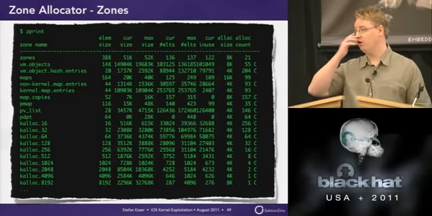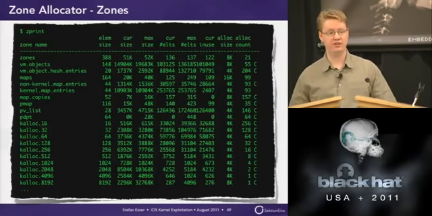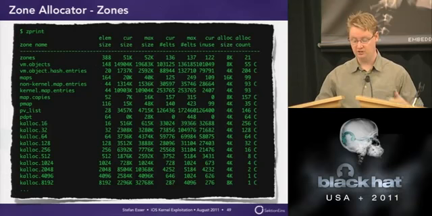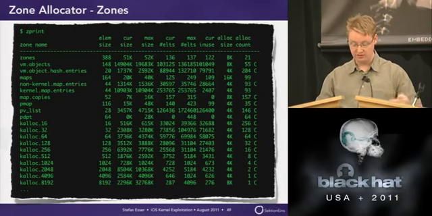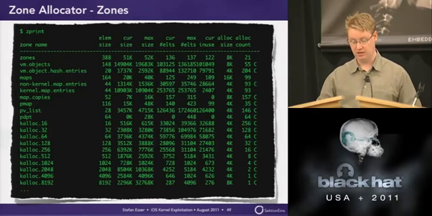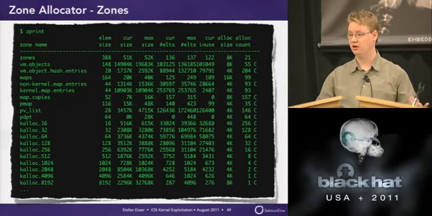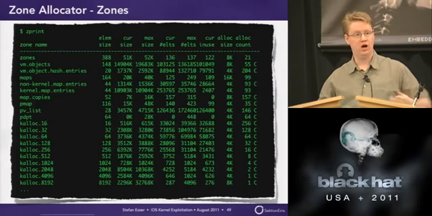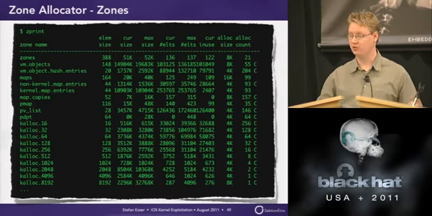So when you want to know what kind of zones exist on OS X, you can use the zprint utility and it will dump something like that. And you see there's a lot of kalloc zones with a number attached. This is basically for the kalloc allocator. It uses a lot of different zones, always powers of two for the size. So when you request something with kalloc, it will check how many bytes it needs, round up to the next power of two, and then use that size for the allocation.